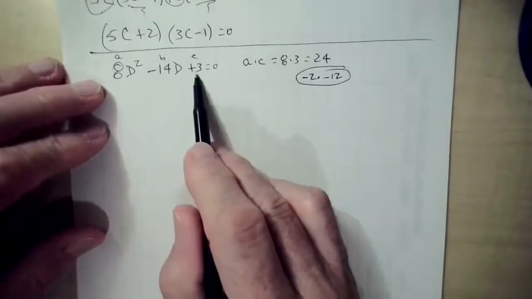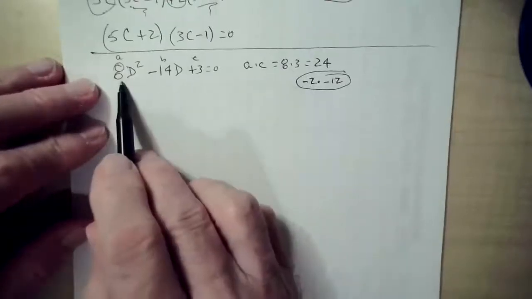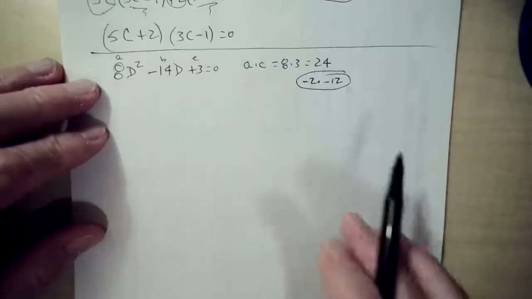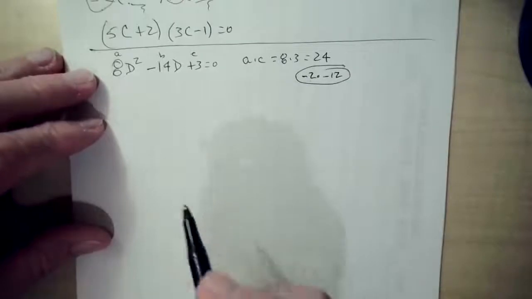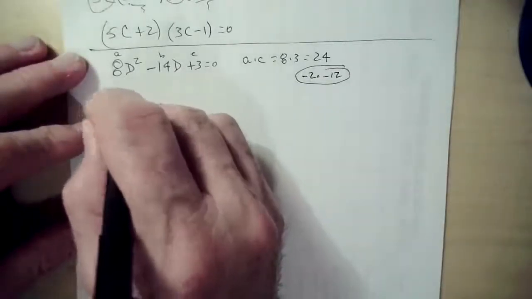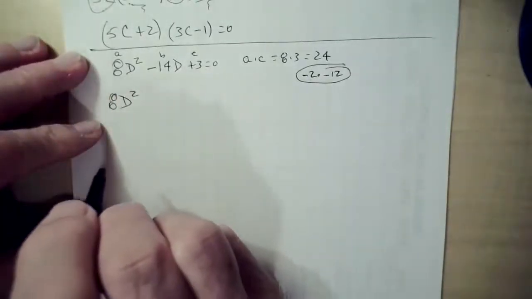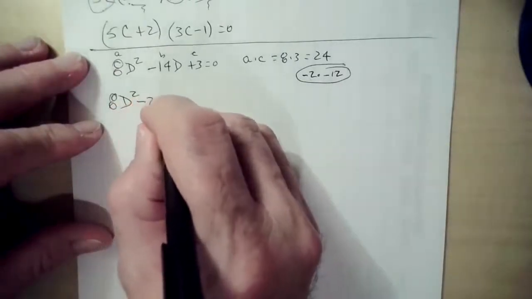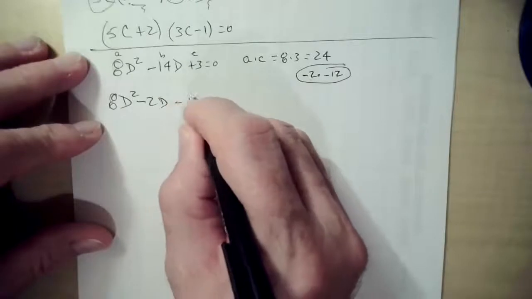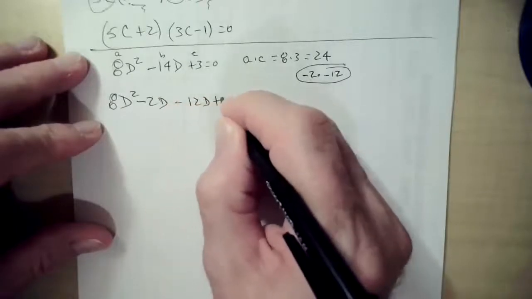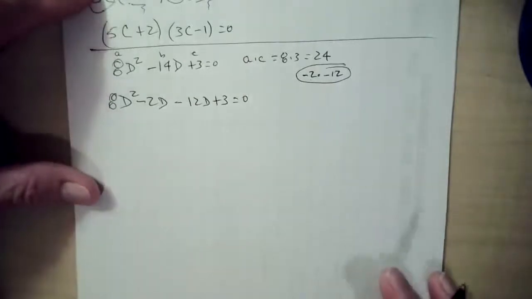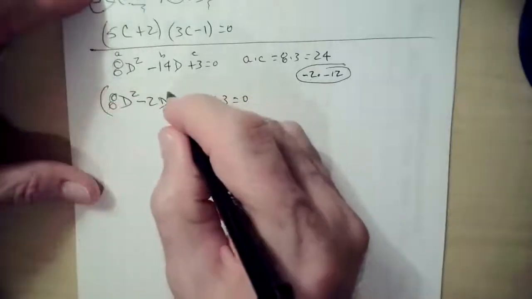So which number are we going to put next to the 8 and which one next to the 3? Let's put the 2 with the 8 because those two are factors. But you can't factor out the 2 with the 3 there. So we're going to have 8d squared minus 2d minus 12d plus 3 equals 0.